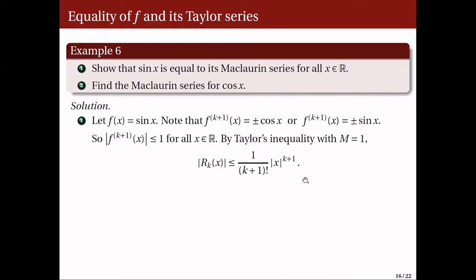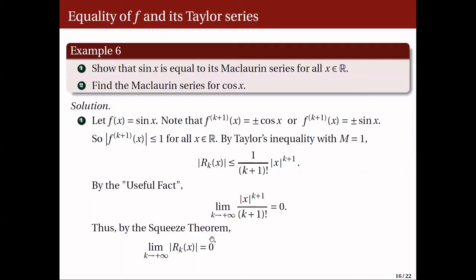And if you recall, from the useful fact, the limit of the right-hand side of the inequality is 0. So if the limit of this is 0, then by the squeeze theorem, the limit of the absolute value of r sub k is also equal to 0. And so the limit of the remainder function as k approaches infinity is 0. Okay, so we're done with number 1. We have shown that sine x is equal to its Maclaurin series for any real number x.